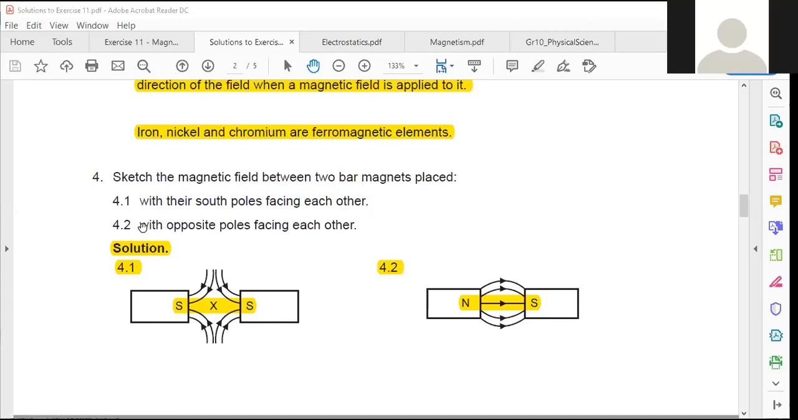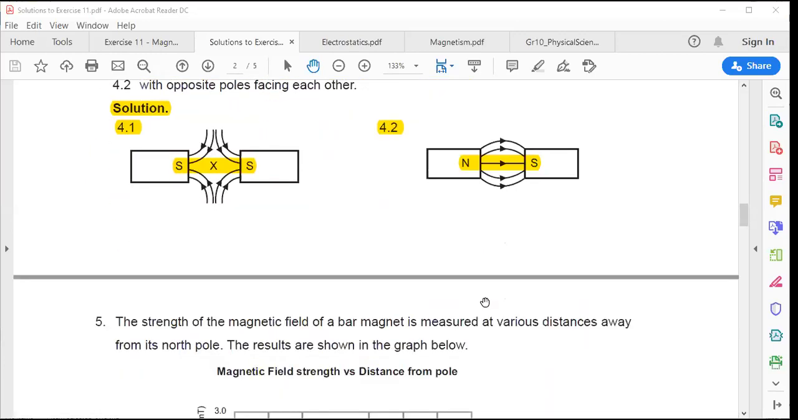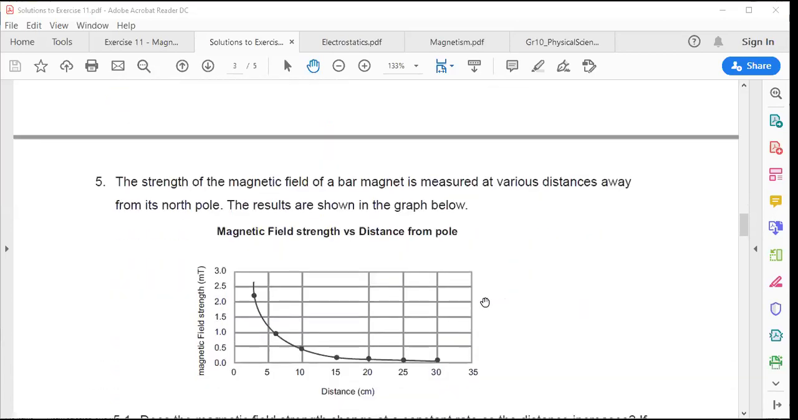Two bar magnets placed with opposite poles facing each other. So you've got your north and your south, right? So that's an attraction. So your lines are gonna move from north to south. Your direction of the arrows must be correct from north to south. So that's how you're supposed to have drawn your magnetic field for the two bar magnets with opposite poles. Right, then number 5.